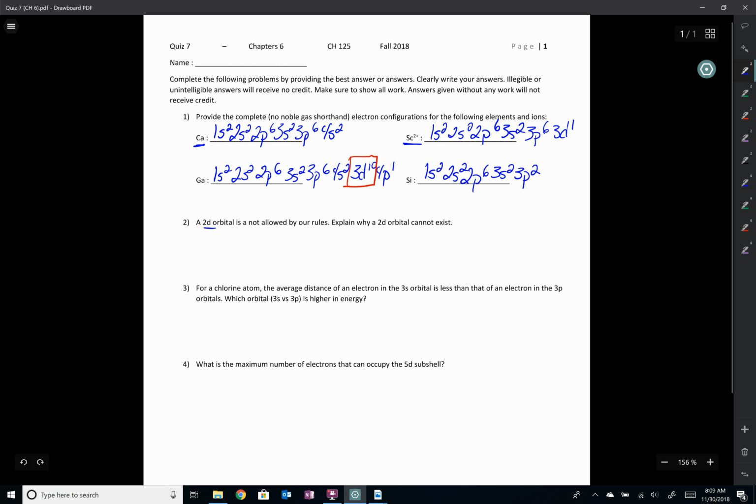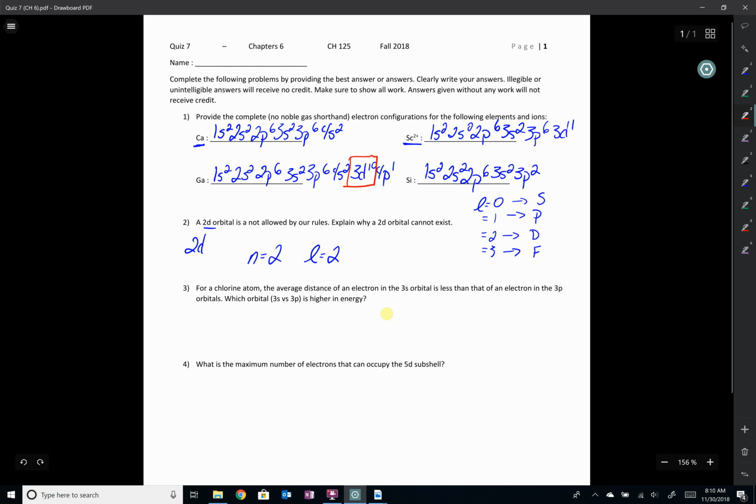Now, a 2D orbital, what does that mean to us? Well, if I define a 2D orbital, I know that my principal quantum number has to be 2, right? And if I'm in the D block, that means my L has to be equal to 2. Remember, your L quantum number tells us what type of orbital we're dealing with, right? 0, 1, 2, 3, etc., S, P, D, and F, okay? But what's wrong with this?